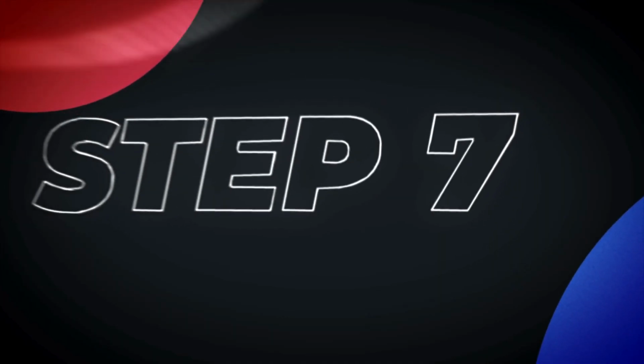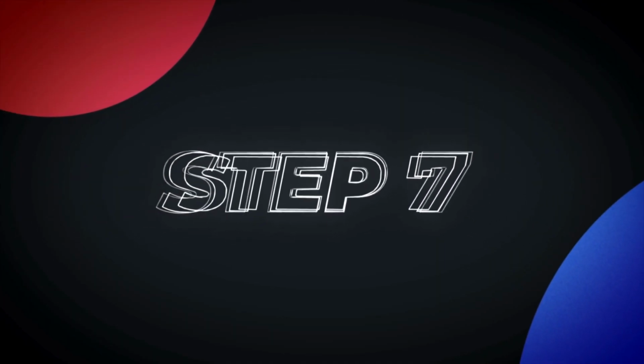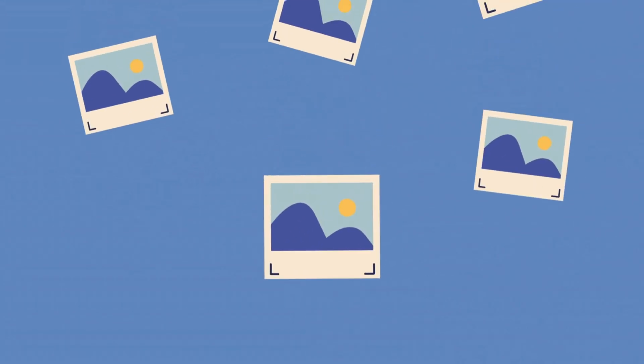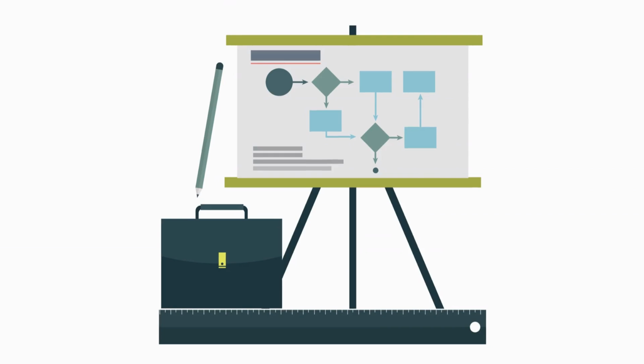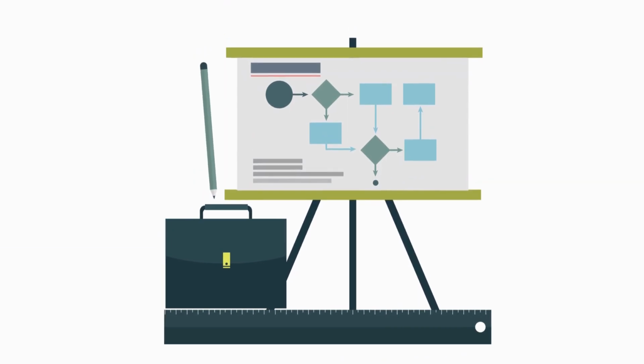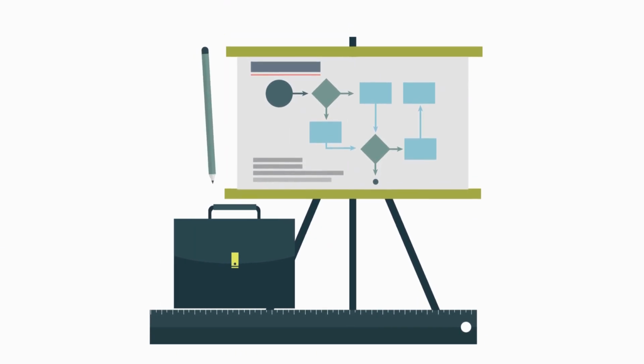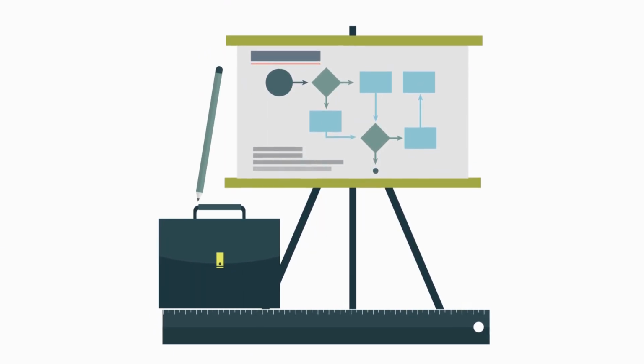Step 7. Add visuals and diagrams. If you're studying a subject like science, AI can even help create diagrams and visual aids. You can ask it to generate flowcharts, timelines, or diagrams to help you visualize complex processes and concepts.